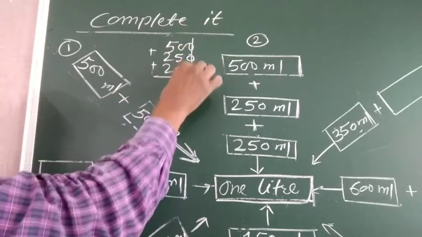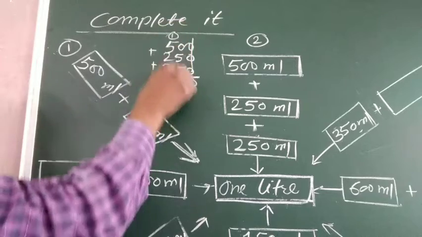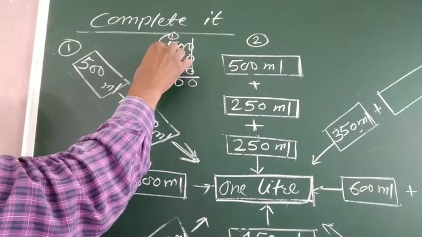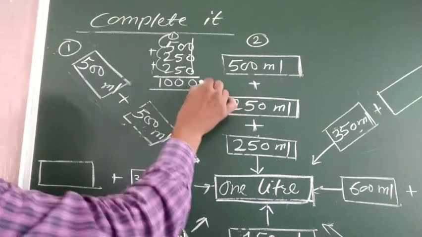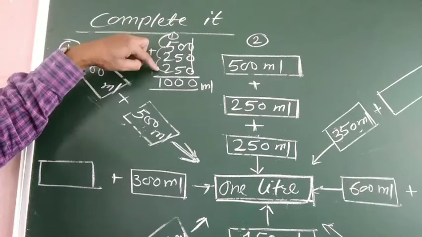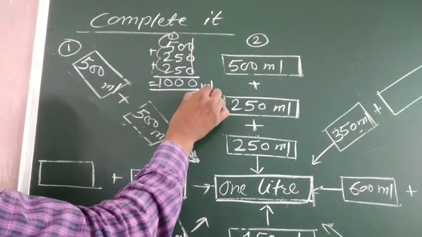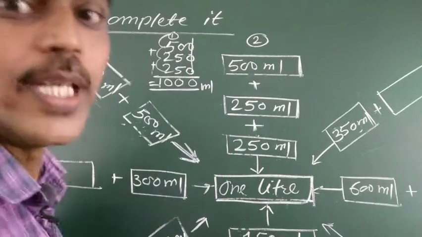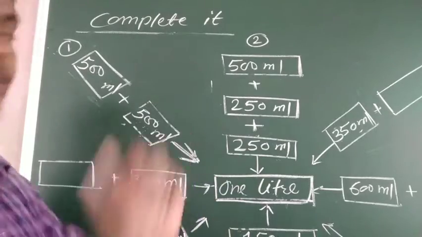See, it is 0, then 5 plus 5, 10, carry 1, 5 plus 1, 6, 6 plus 2, 8, 8 plus 2, 10. So it is equal to 1000. See, it is 500, 250, 250 is equal to 1000, which is 1000 ml, means it is equal to 1 liter. Okay, sorry, it is equal to 1 liter.